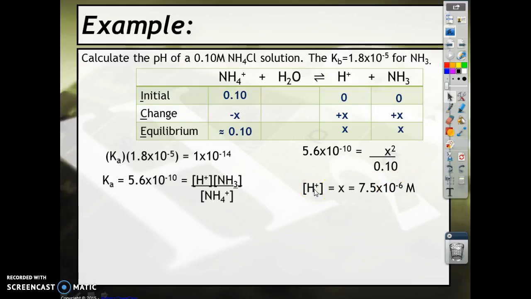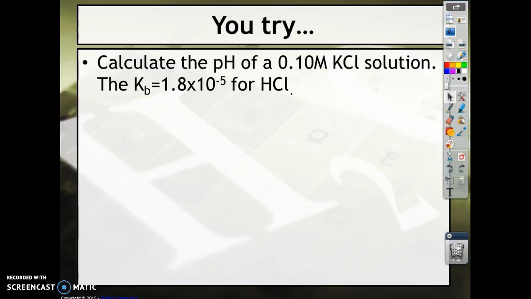So do we need to convert this? We don't. We can just take the negative log because we're already talking about our H plus, and we'll get a pH of 5.13. So a little bit acidic, but not very.